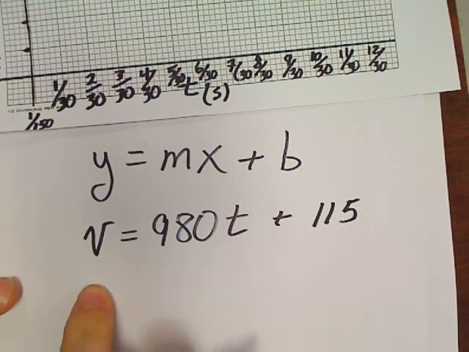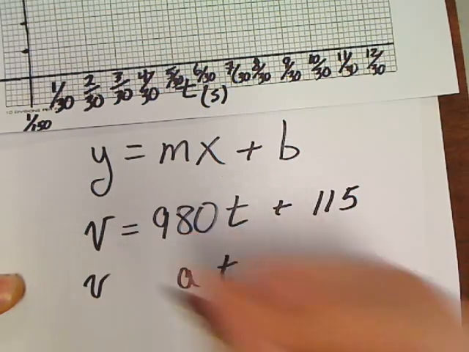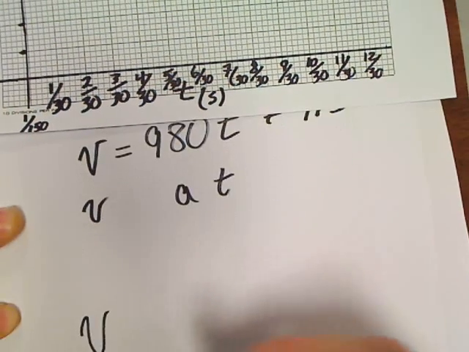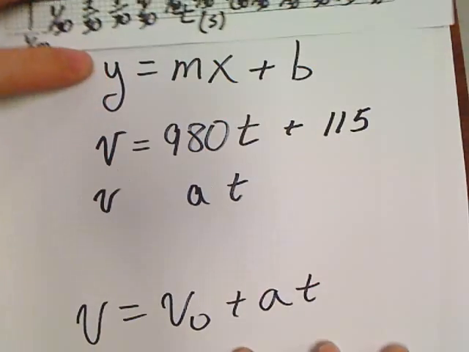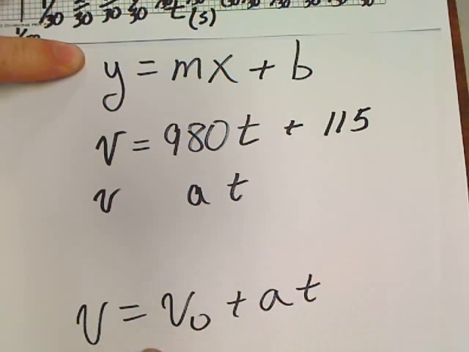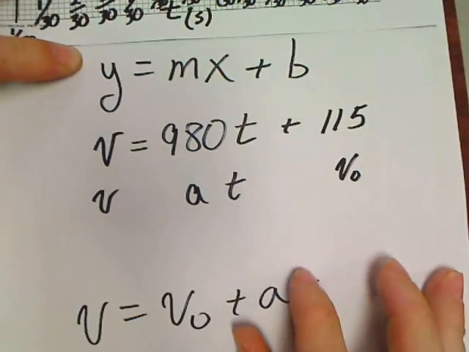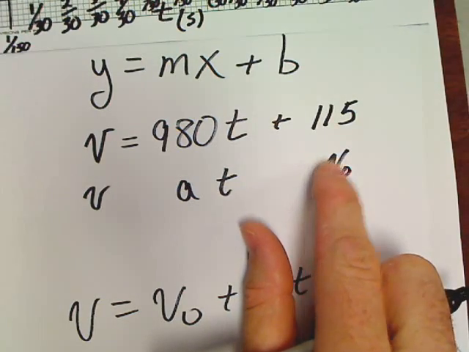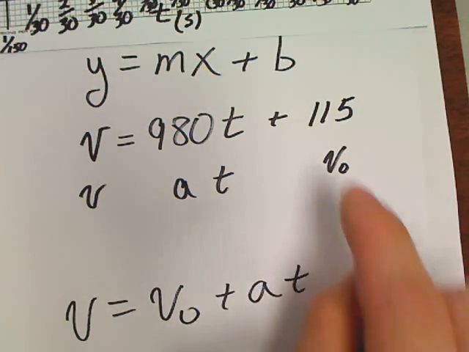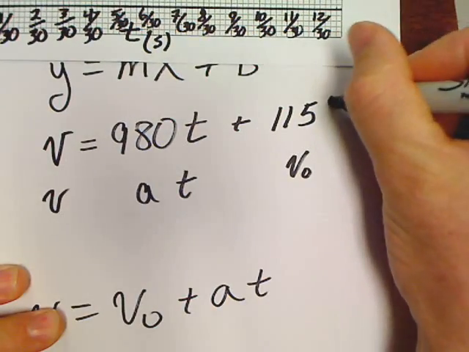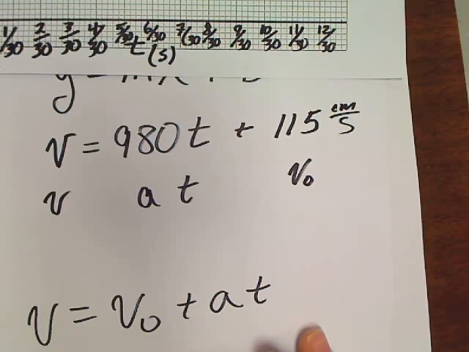Look at what you've got. V, that's an acceleration and a time. That's a V. V equals V0 plus at. 980. Have you figured out what 115 is? It's velocity initial. Because think about it. The plummet was already moving when you started recording your data. So you had an initial velocity of 115 centimeters per second when you first started recording data.